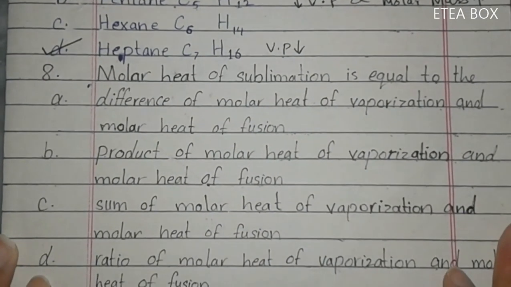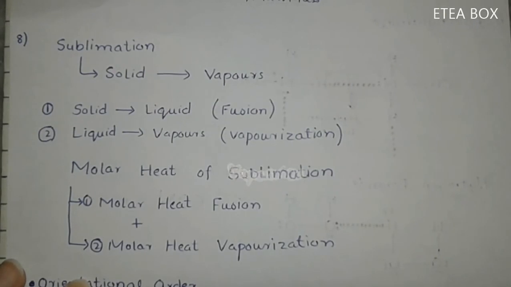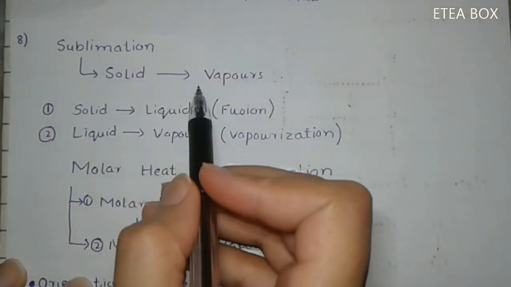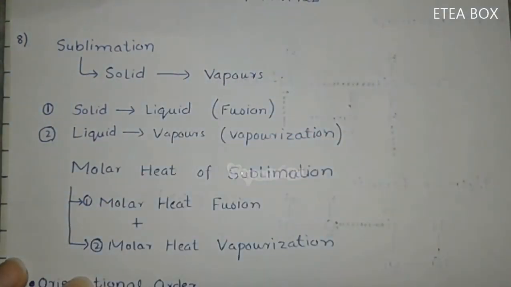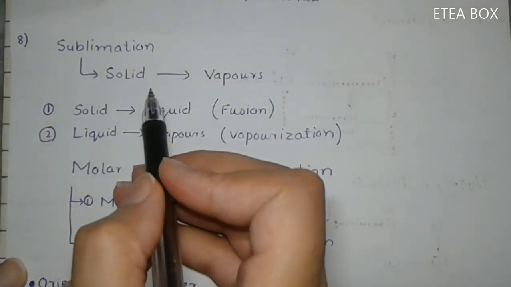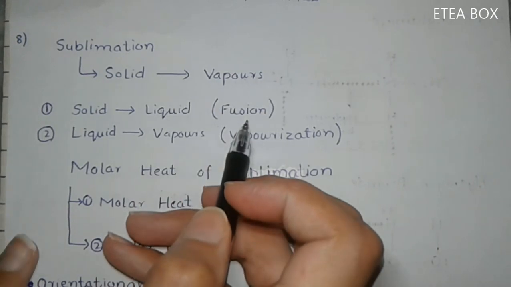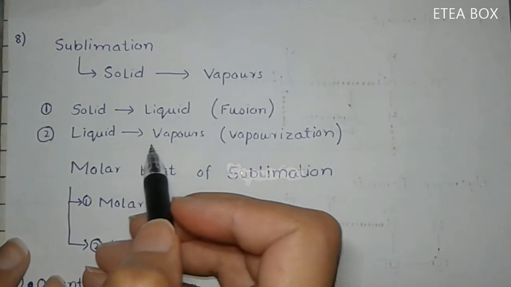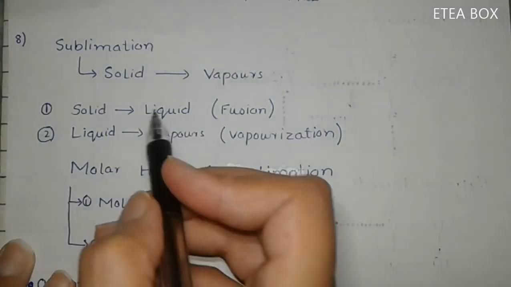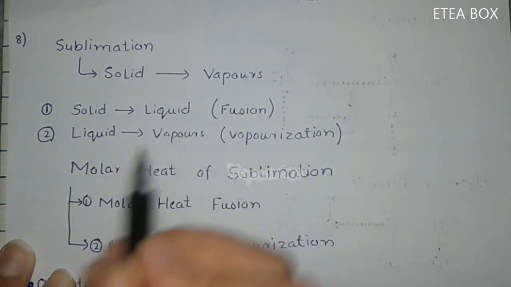Next one. Molar heat of sublimation is equal to. Now look here. What is sublimation? Sublimation is the phenomenon in which a solid is directly converted into vapors. Now it is the combination of two phenomena. First, when solid is converted into liquid, it is called fusion. When the liquid is converted into vapors, it is called vaporization. But in sublimation, the liquid phase is skipped, so the solid is directly converted into vapors.